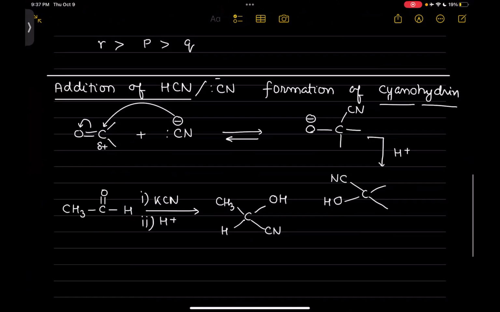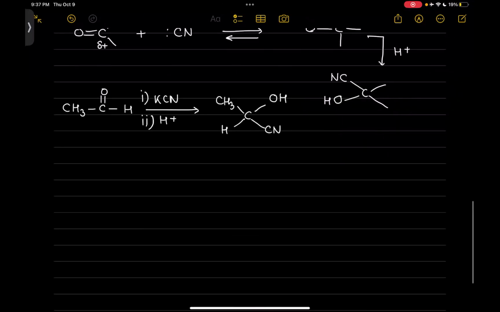We were looking at addition of HCN. Addition of HCN leads to the formation of a compound known as cyanohydrin, and as the name indicates, cyano and hydrin mean there is CN and OH. How do CN and OH come into the picture? Look at this. There is CN and OH. Is it clear?